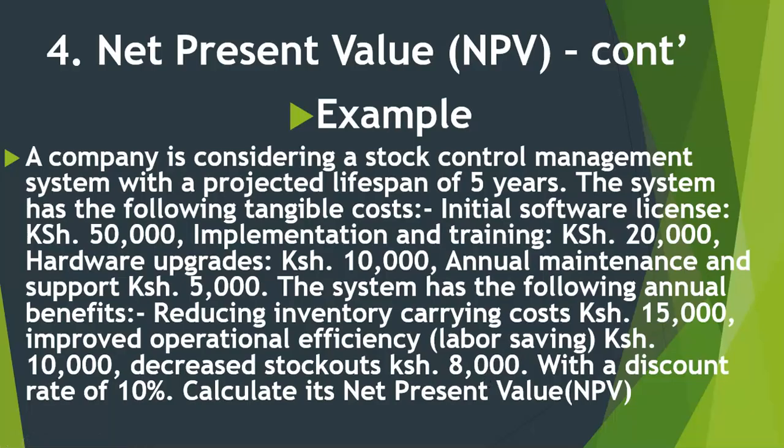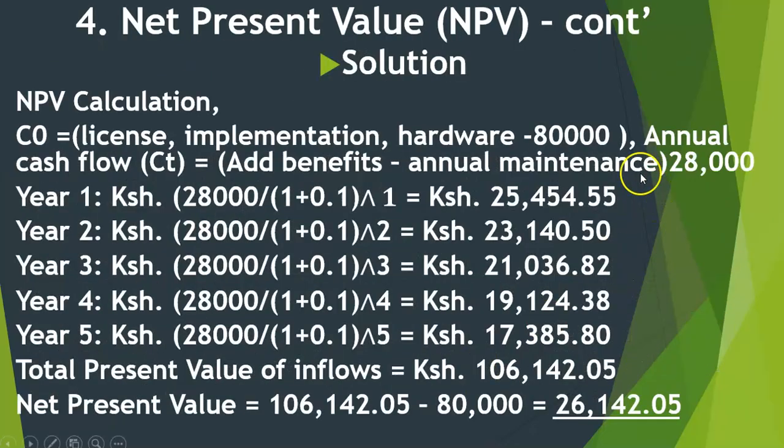So when you take your 10,000 plus your 15,000, then you have how much? That gives you 20,000. Is it? No, 25,000. Then you add your 8,000, then that gives you 33,000. But remember, there is an annual maintenance fee that you must now deduct from this benefit that you're getting annually. So that is why you have this value here, 28,000. So during the first year, the amount that was gotten is 28,000, which is your CT.